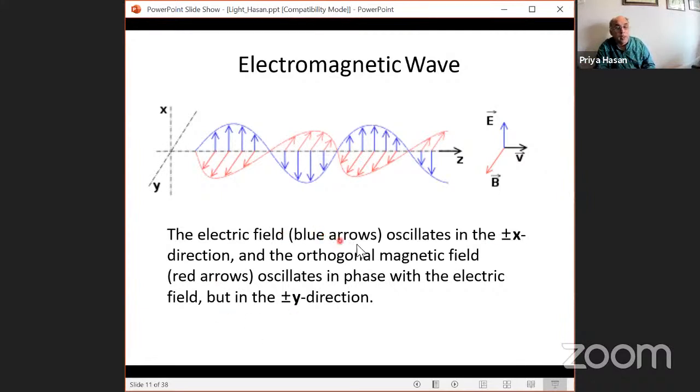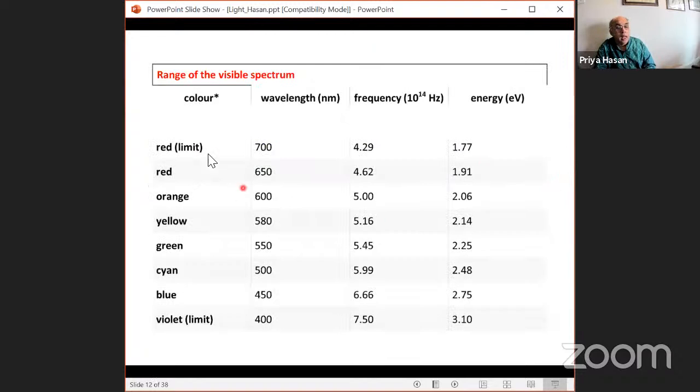So the electric field is the blue arrows, oscillates in the x plus minus direction, right? And in the y direction you have the magnetic field, and along the z, what we have here is the propagation of the wave. And here is a table which shows you the color of different lights: violet, which is the limit of the human eye, and red, which is the other limit.